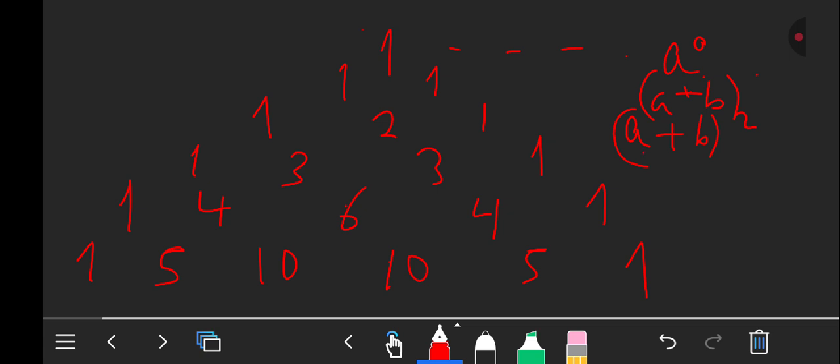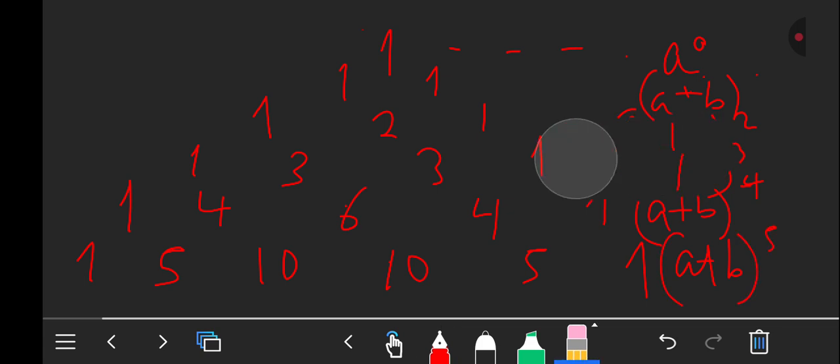So this one, which has 1, 3, 3, 1, is for the expansion of a plus b raised to the power 3. Then this one, which has 1, 4, 6, 4, 1, is for the expansion of a plus b raised to the power 4. Then the other one, which has 1, 5, 10, 10, 5, 1, is for the expansion of a plus b raised to the power 5.